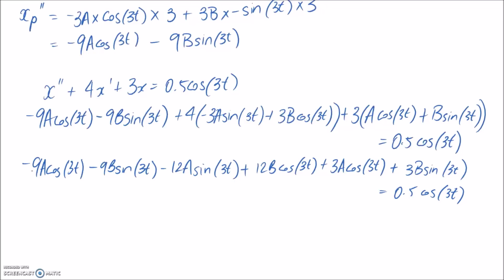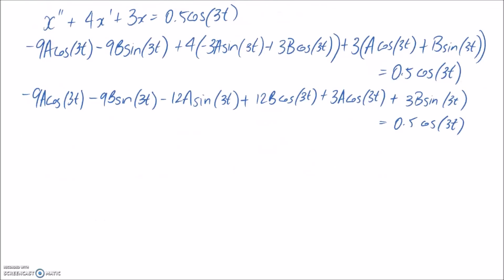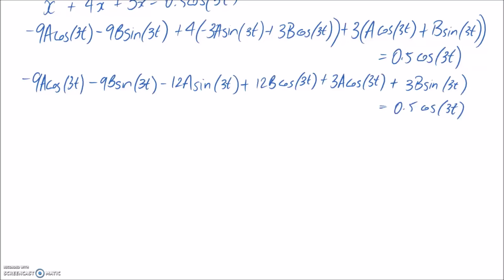So I'm going to try and factorize the cos 3t's out and the sine 3t's out. And what we should find then is we can equate whatever the constant is out the front of it over to what's on the right-hand side of the equation. So let's start with factorizing out the cos 3t. So we've got a negative 9a that sits there. This one we'll leave out because there's sine as well. We've got plus 12b for the next one, and then we've got a plus 3a.